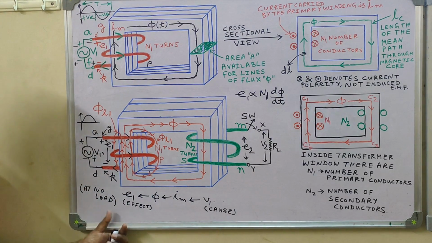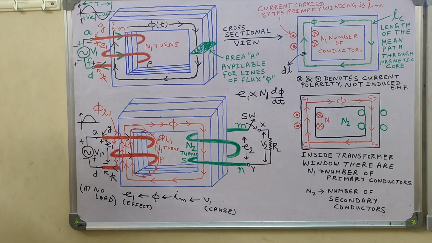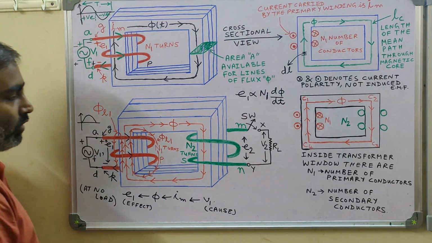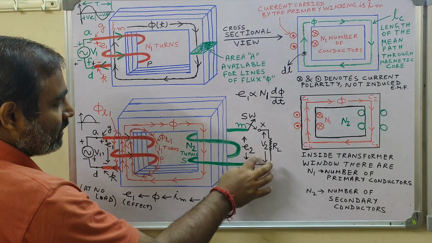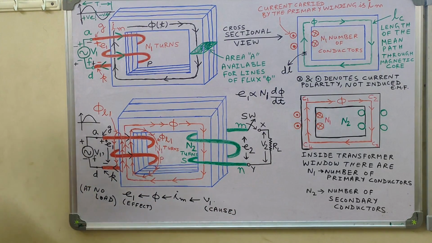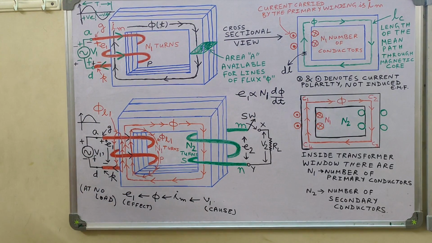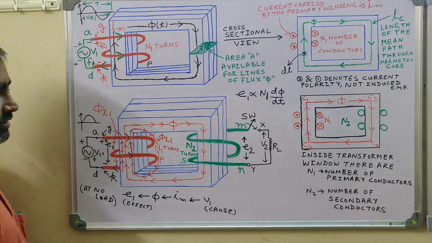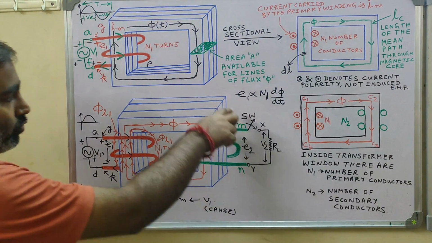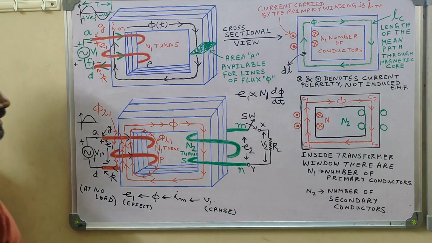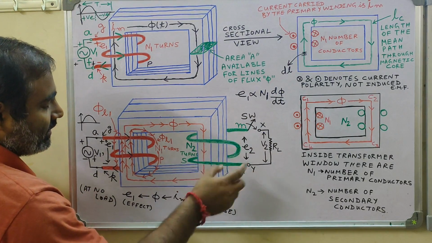Now this was the scenario at no load condition. But what will be the polarity of the induced EMF over here for the secondary coil? See, we have assumed that the switch SW is open. So until and unless we allow the switch SW to close, there cannot be any flow of current through the secondary coil.